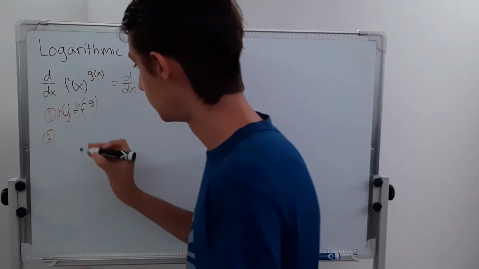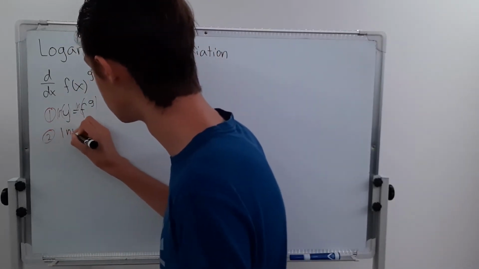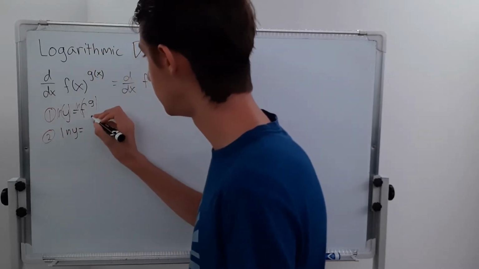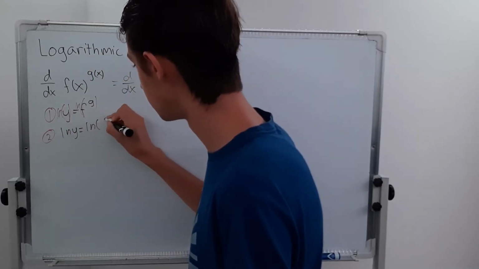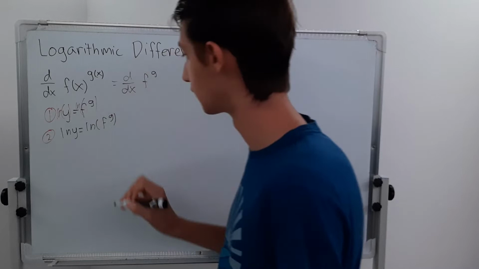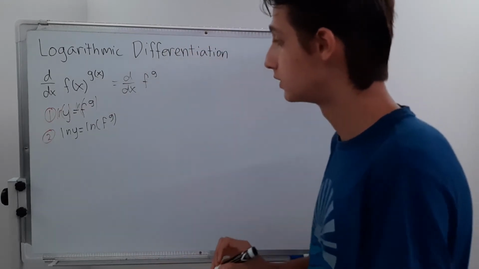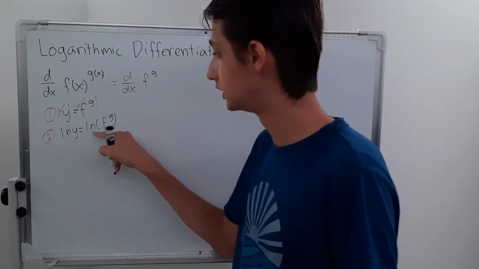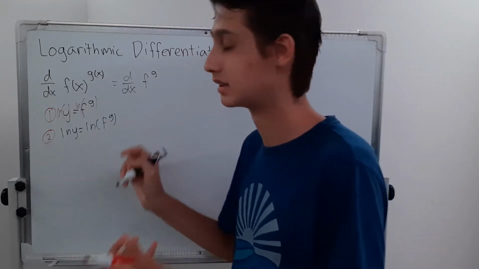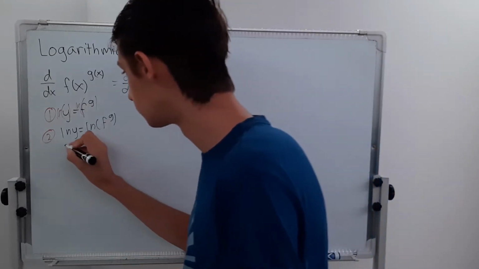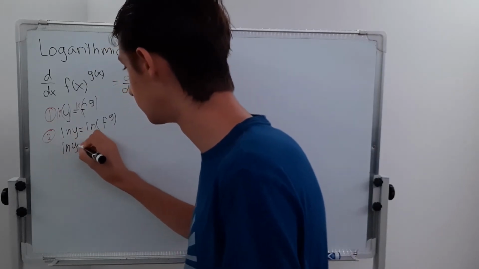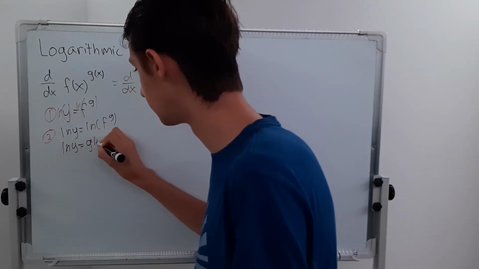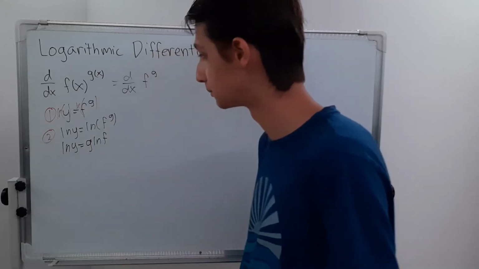So we have ln y is equal to ln of f to the g, okay? The point of this is that we can use logarithm rules to move this g in front of the natural log. That's just how they work. So we can simplify this by putting ln y is equal to g times ln f, okay?